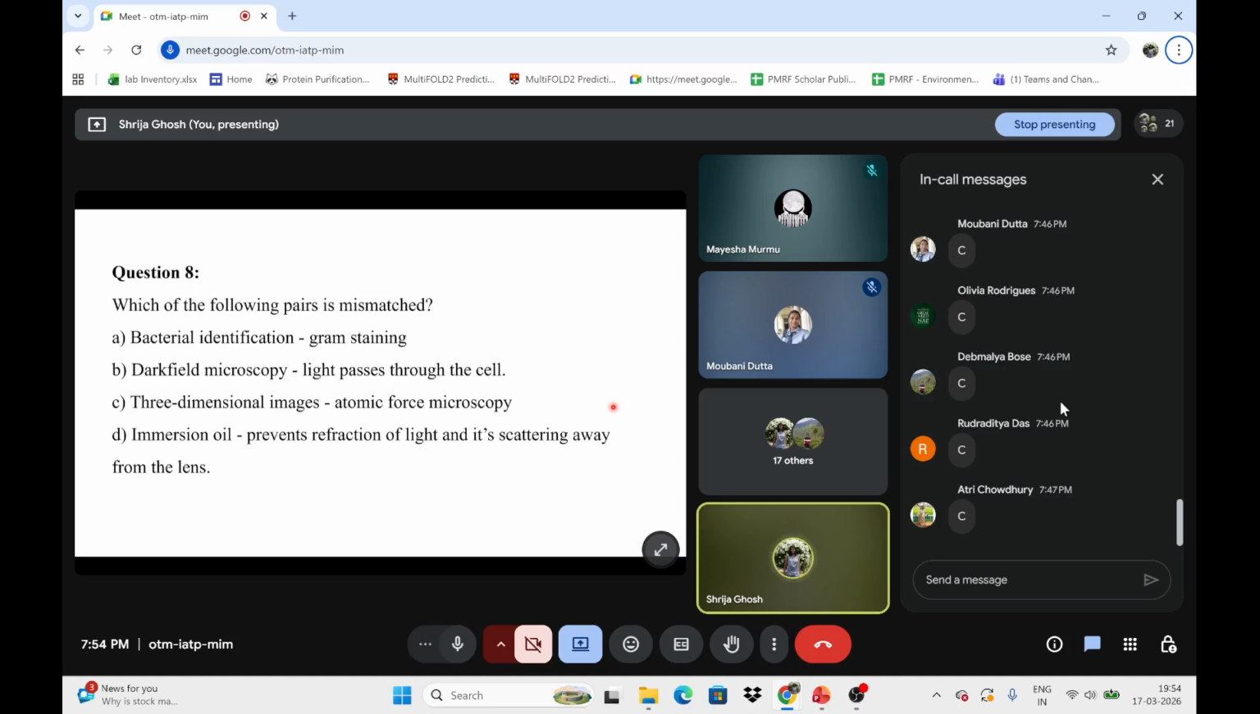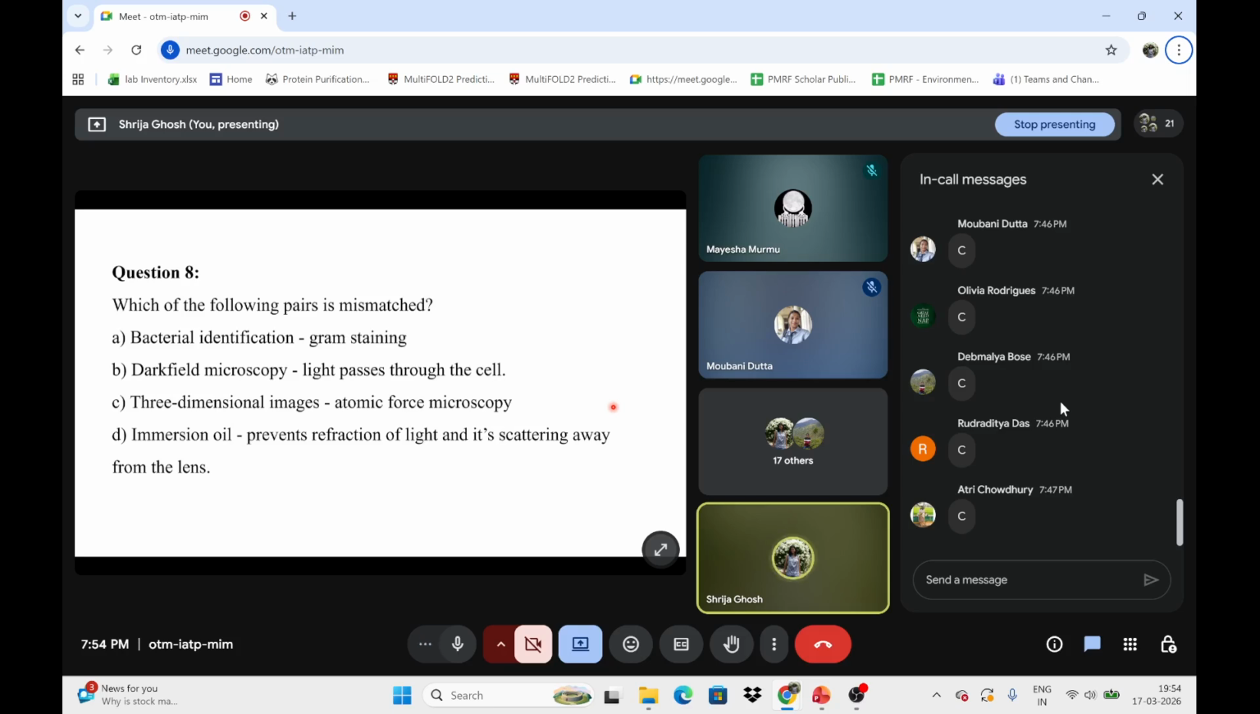Question number 8. Which of the following pairs is mismatched? Option A, bacterial identification matched with gram staining. Option B, dark field microscopy matched with light passes through the cell. Option C, three-dimensional image, atomic force microscopy. And option D, immersion oil prevents refraction of light and its scattering away from the lens.